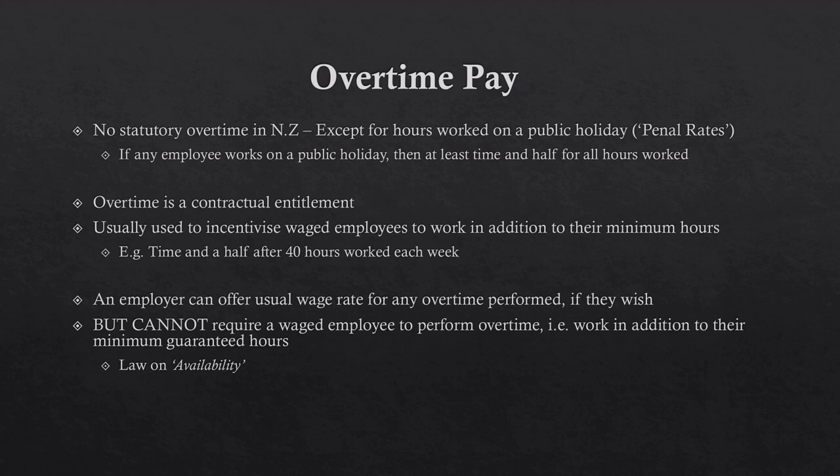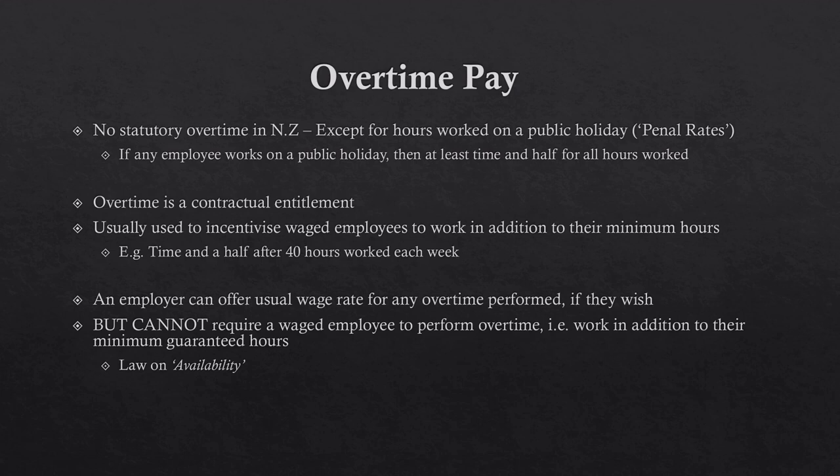That leads to the last point regarding employee availability and the law on availability, which is a separate area. But an employer cannot require a waged employee to perform overtime or work in addition to their minimum guaranteed hours. So once the employee has worked their guaranteed hours, for example 40 hours a week, Monday to Friday, and they finished that, but the employer was particularly busy on Saturday and Sunday, the employer could not require the employee to work additional hours. The employee must agree to that because of the law on availability. That is a topic for another conversation, but it's the short point to note.